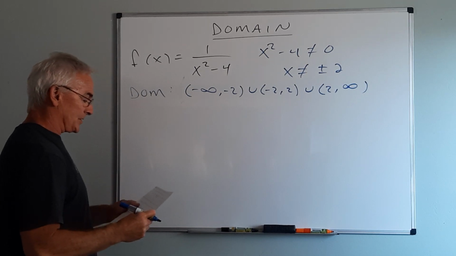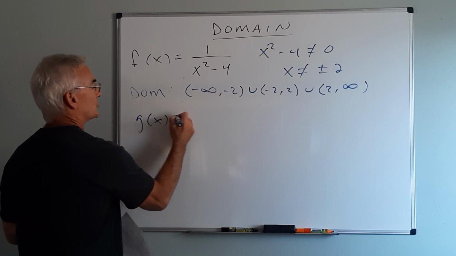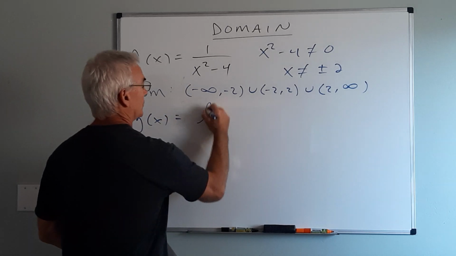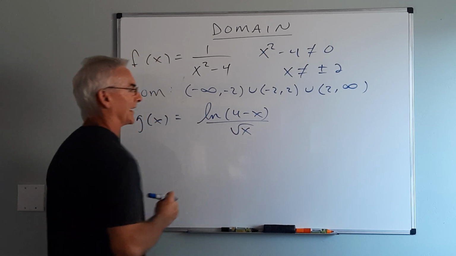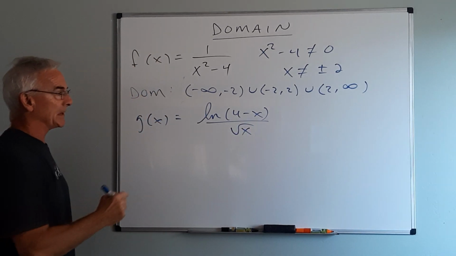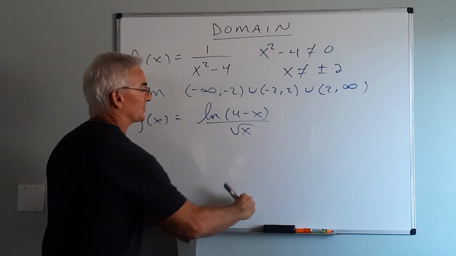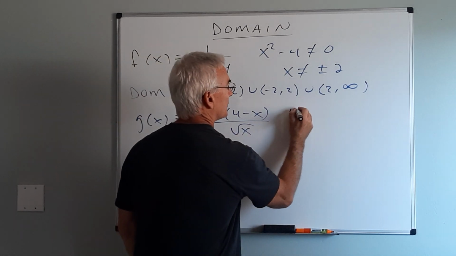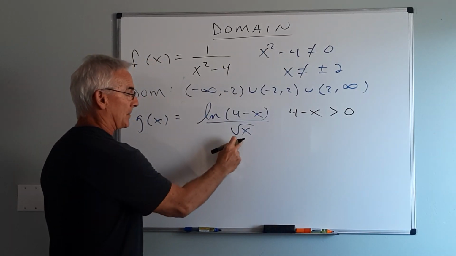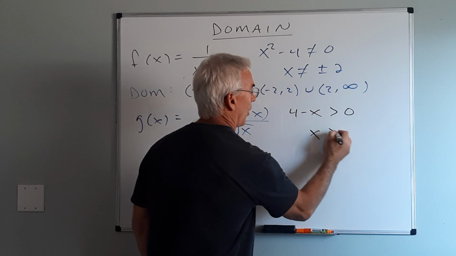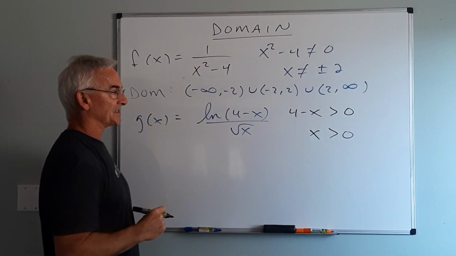Okay? If I wanted to do a different type of domain, let's say I wanted g of x, and I wanted to do the natural log of 4 minus x over the square root of x. Now that's a little more complicated because I have two different things that I have to satisfy simultaneously. So in my numerator, I need 4 minus x to always be positive, and in the denominator, I would need x to always be positive. And I need both of these conditions true at the exact same time.